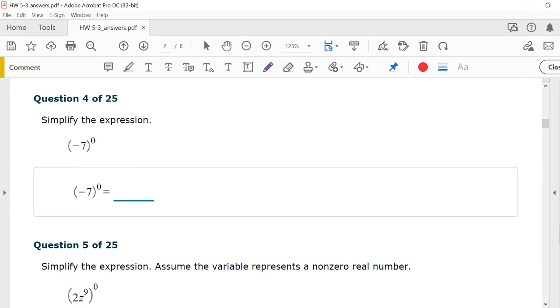Number 4, negative 7 to the 0. Negative 7, quantity to the 0 is 1.